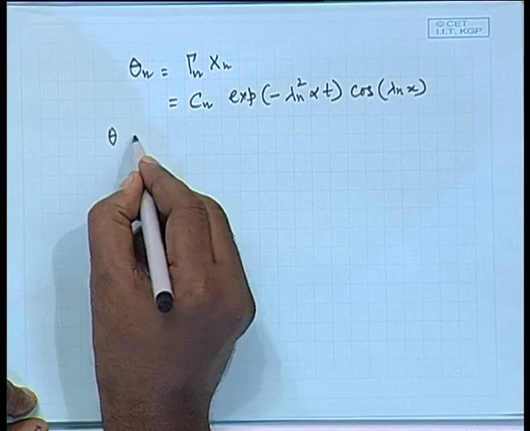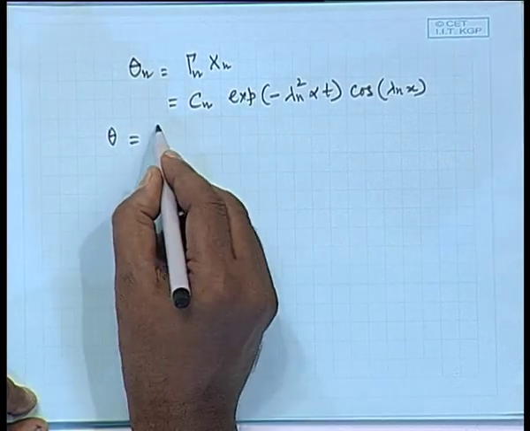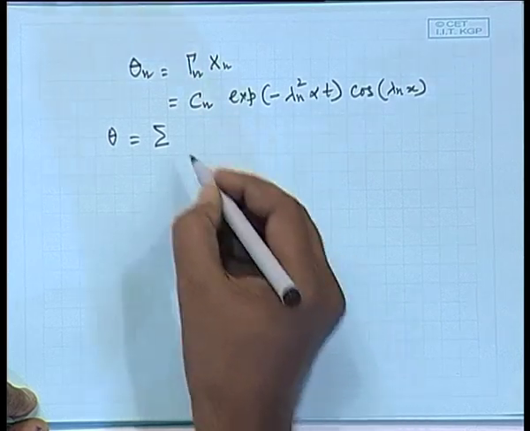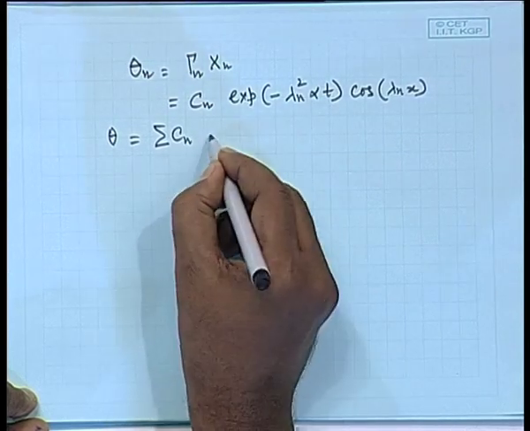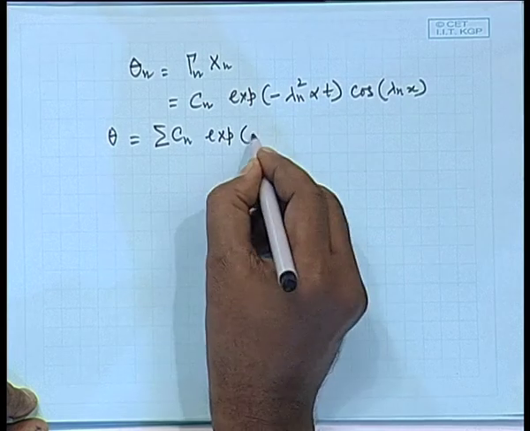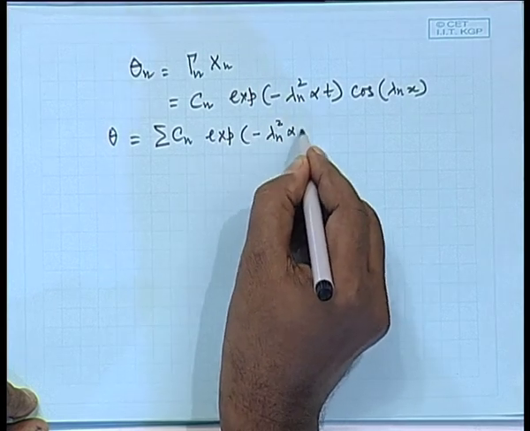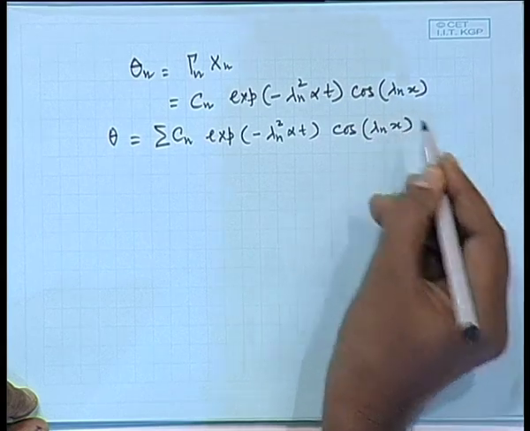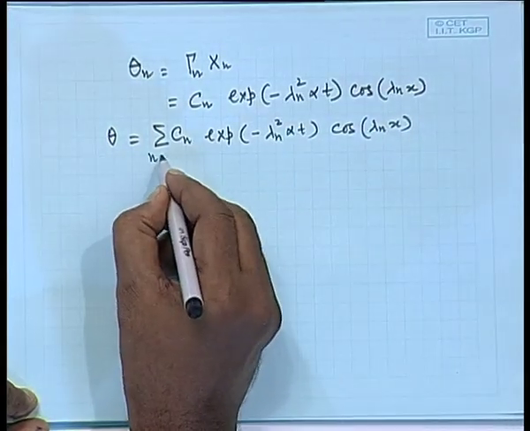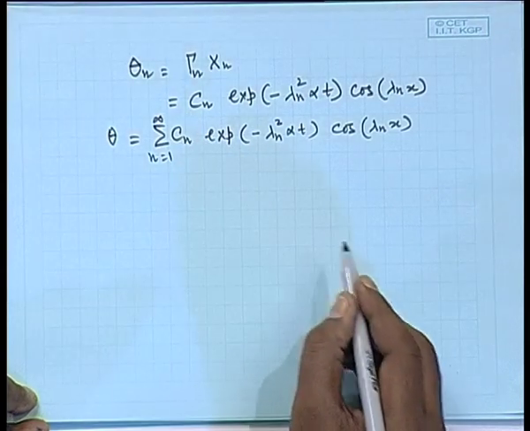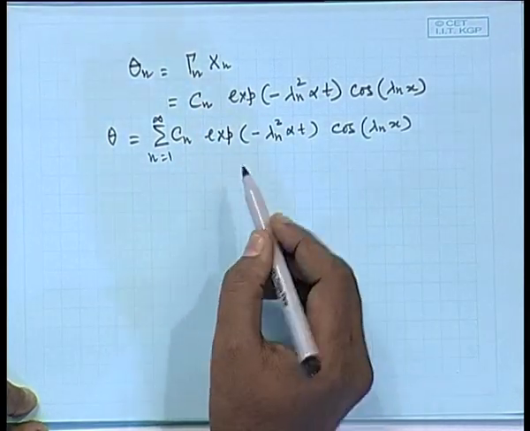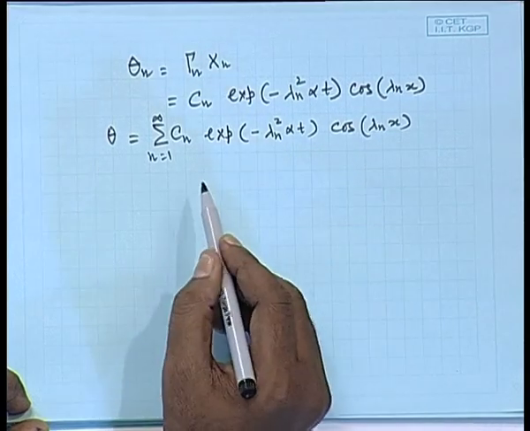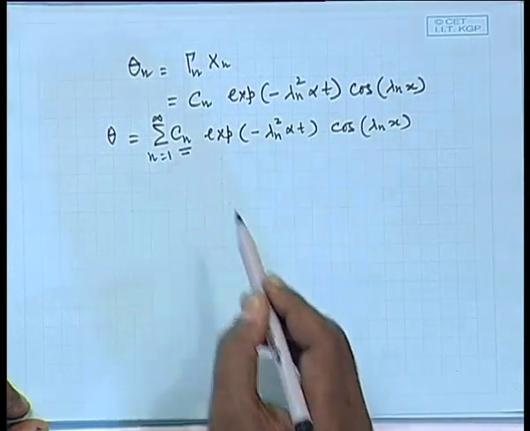Now, the overall solution can be constructed by using the principle of linear superposition of all these solutions. So, this becomes Cn exponential minus lambda n square alpha t cosine lambda n x. Index n runs from 1 to infinity. Now, the initial condition has not been used till now in the solution scheme. Using that, you have to evaluate the leftover constant Cn.